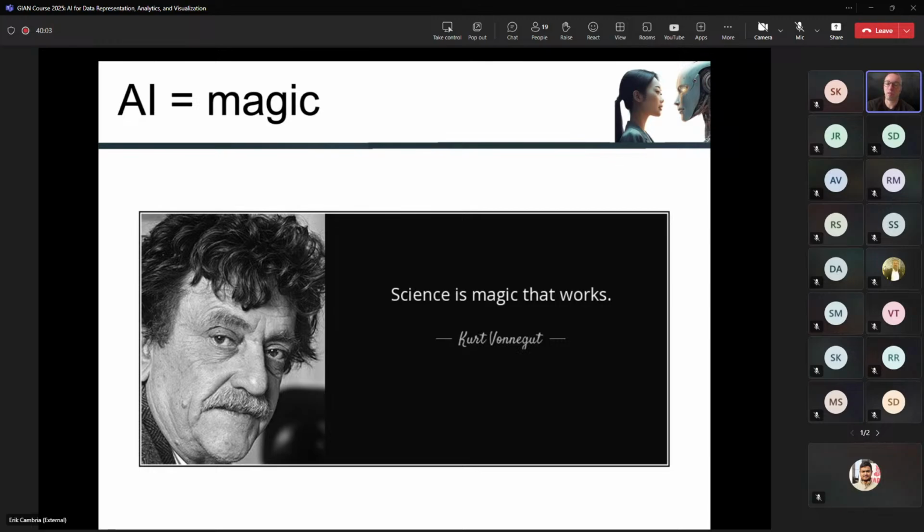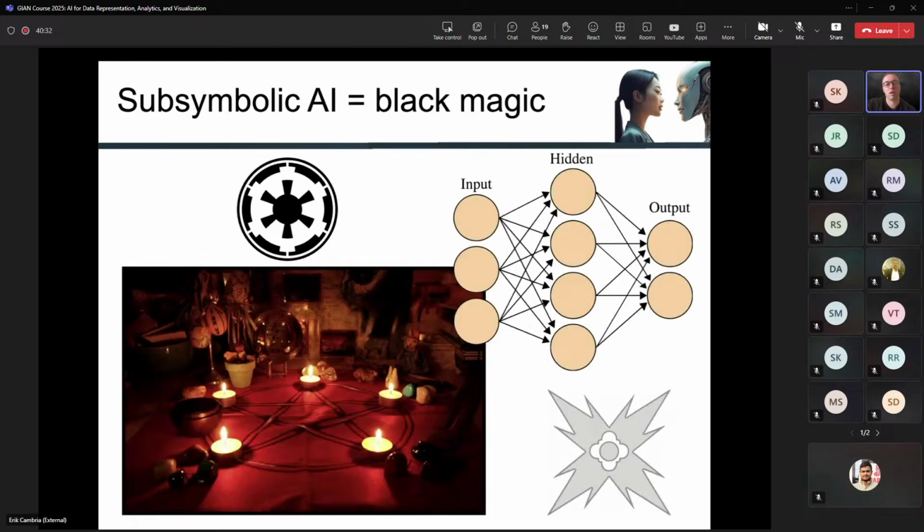So science is a magic that works. I didn't say that, but it's a quote by Kurt Vonnegut, and it means that basically whatever works, and works very well, sometimes in ways that you didn't expect, can be considered as magic, especially in the case of black box models that you don't know exactly how they work. So whenever you get that wow factor, you could say that that is magic.